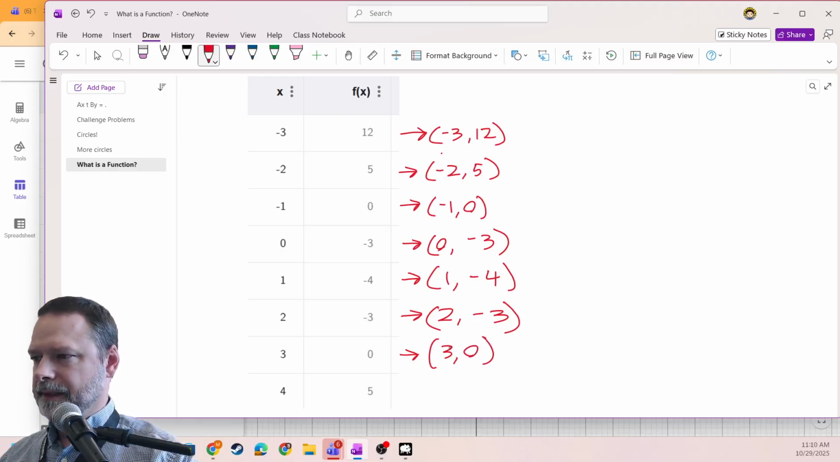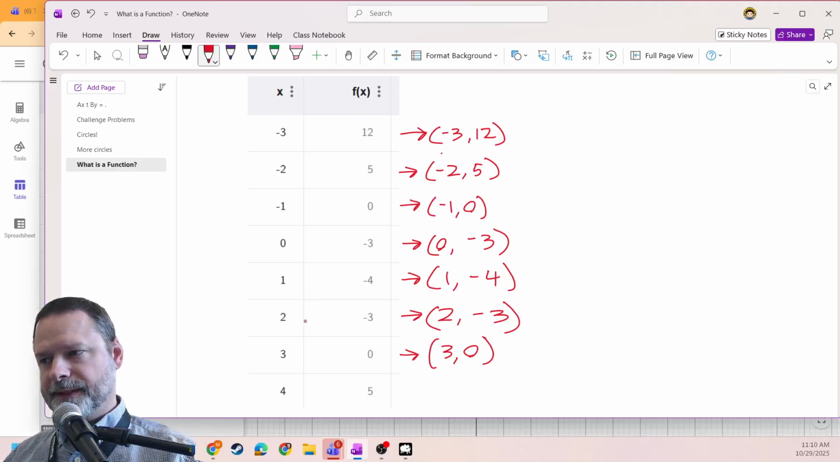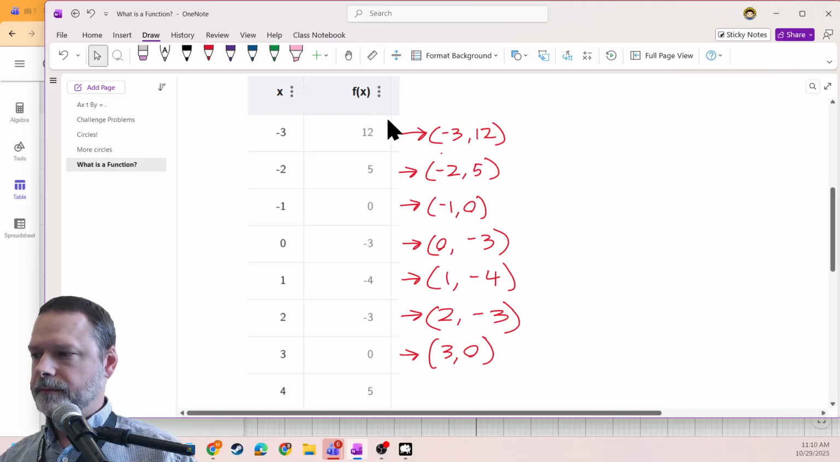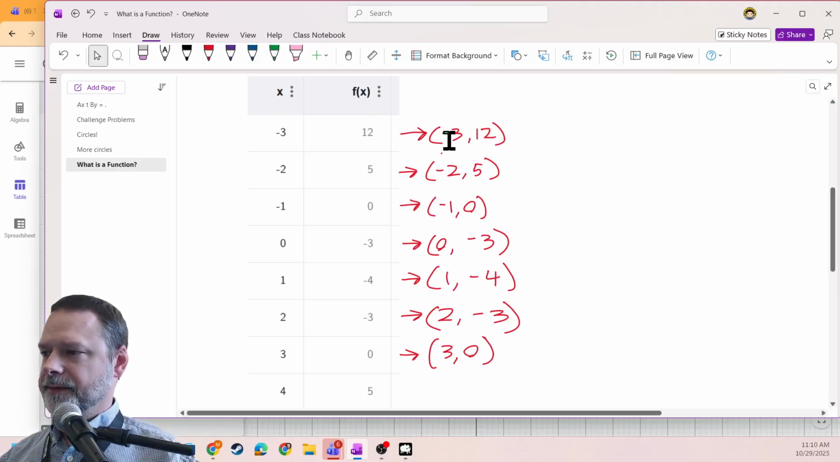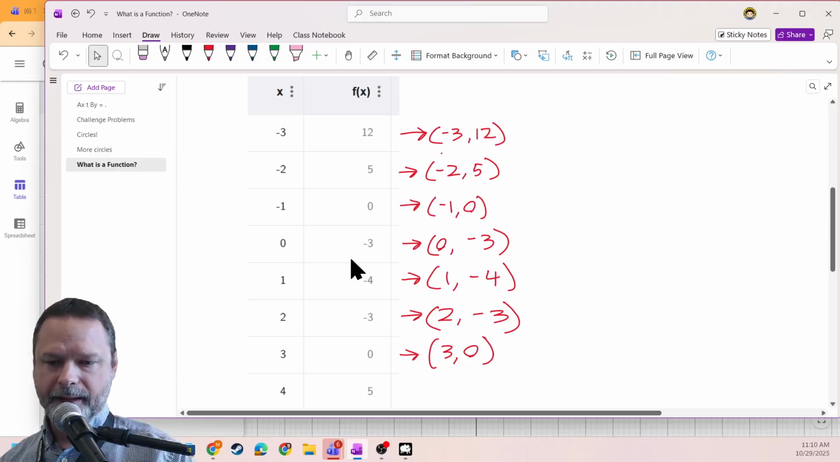Okay, great. So we got a set of ordered pairs. This is a relation. It can be represented as an equation, or in a table, a list of points. However you want to do it, that works. And what we're saying is -3 is being matched with 12, or it gets mapped to 12. -2 gets mapped to 5. -1 gets mapped to 0, and so on. Okay, so we got a relation out of the way, but we still haven't talked about a function.